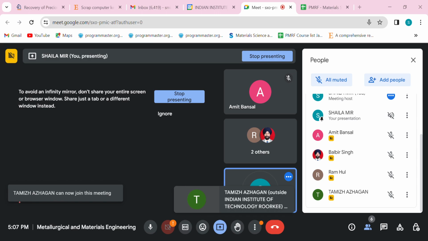Then we have the question for your NDT technique. Which of the following is a function of a developer? This is mostly used in liquid penetration testing or dye penetration testing. So you are provided options: providing a contrast background for visible dye indication, making the penetrant water washable, penetrating into discontinuities open to the surface, or dissolving organic soils.